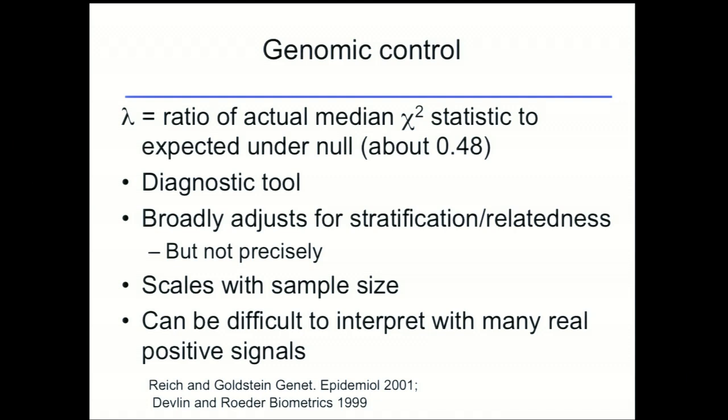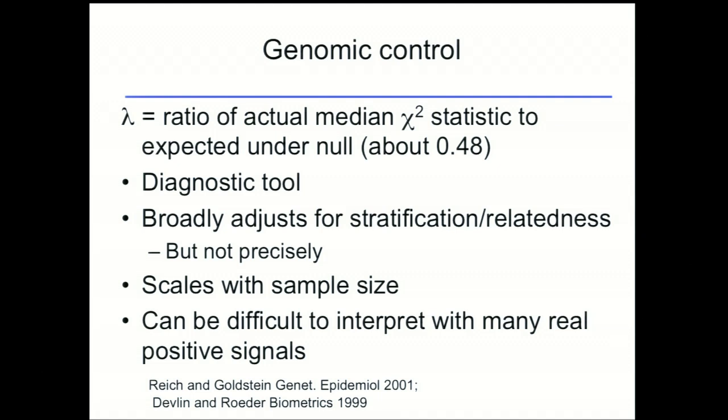So Bill referred to some flags that might come up. There's one flag, which is a useful initial diagnostic tool, called genomic control. This is typically called lambda, and it's from Devlin and Roeder, and then David Reich's group with David Goldstein as well.